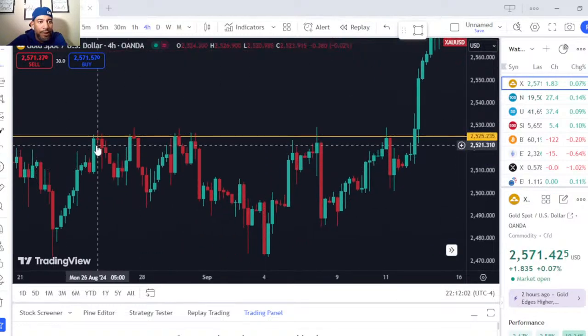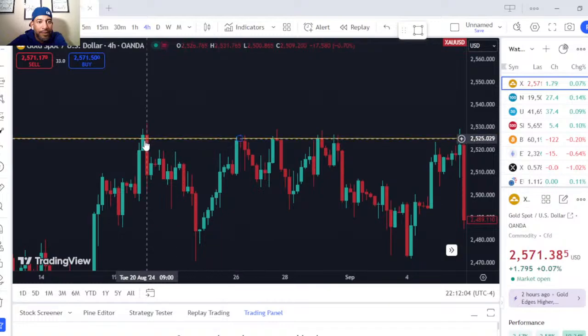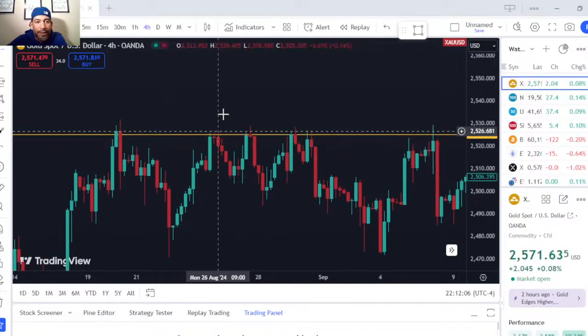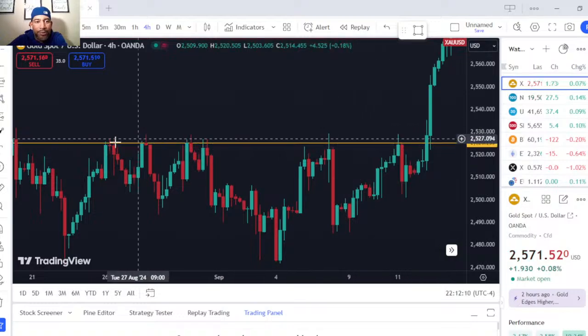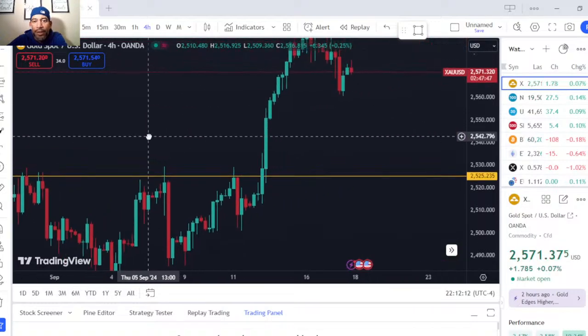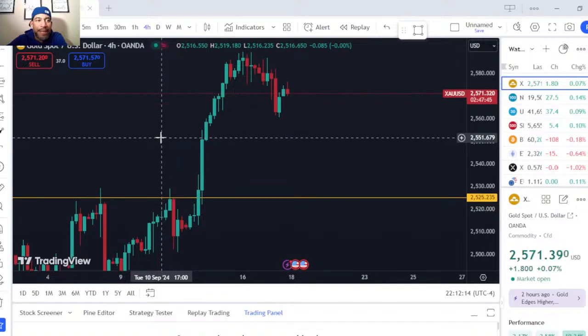So if you notice, look at this. See that area, this area, here, here, here, here, here. I mean, this was a strong resistance level. So possibilities tomorrow.